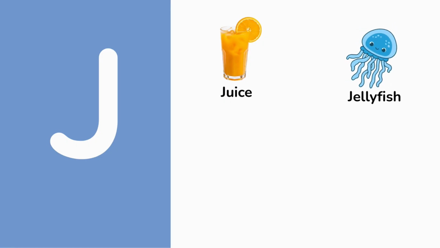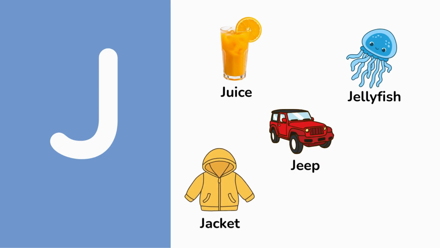J. This is letter J. Can you say J? J. J is for juice. J is for jellyfish. J is for jeep. J is for jacket. J is for jam.